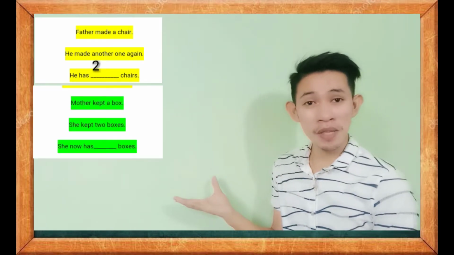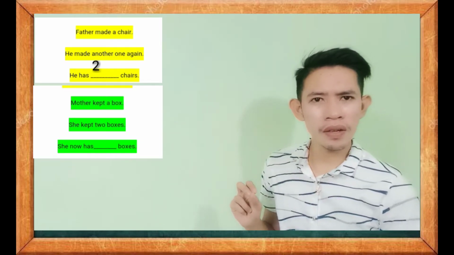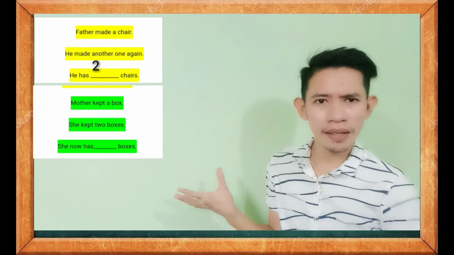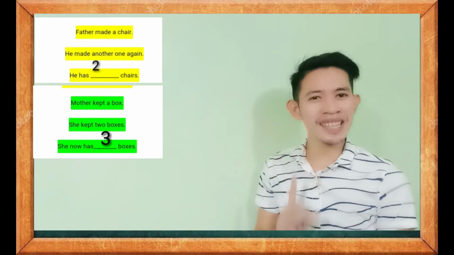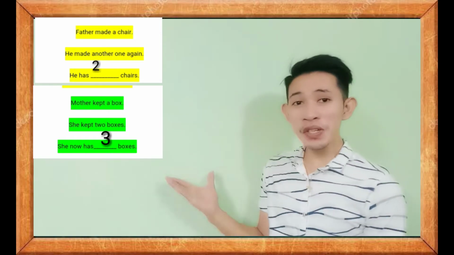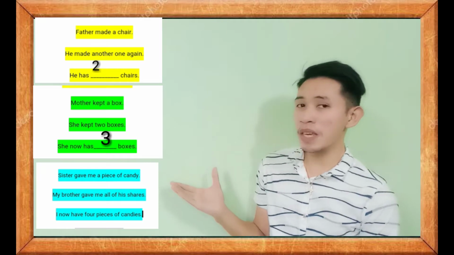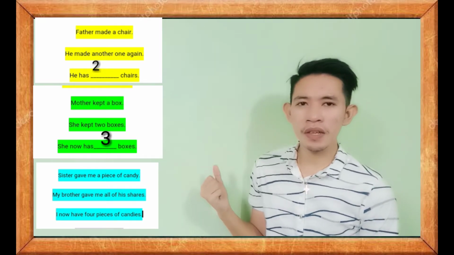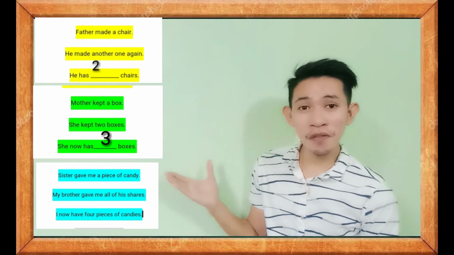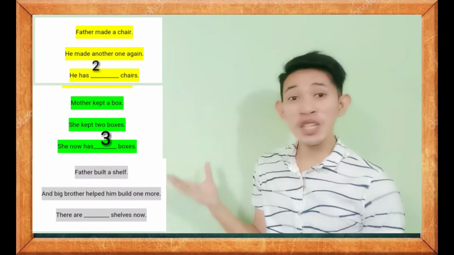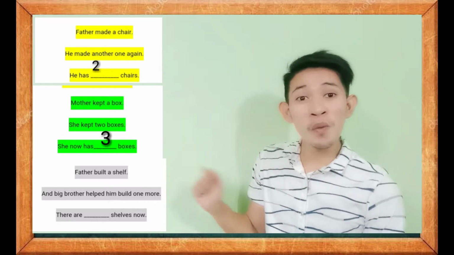Mother kept a box and she kept 2 more. So, how many boxes does she have? She now has 3 boxes. Very good. My sister gave me a piece of candy. My brother gave me all of his share. So I now have 4 pieces of candies.